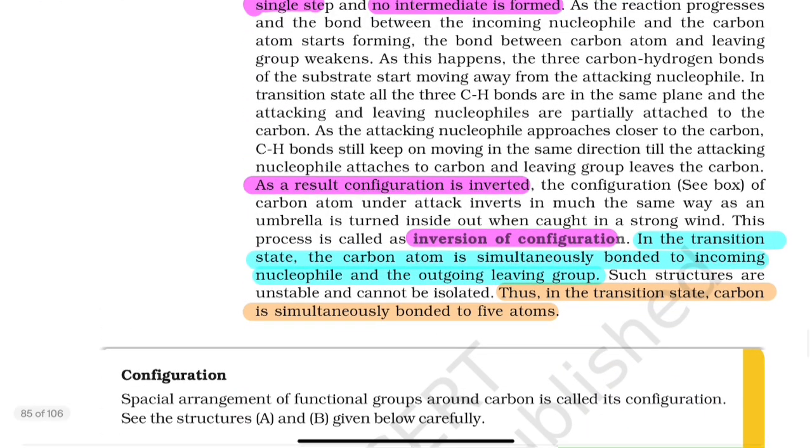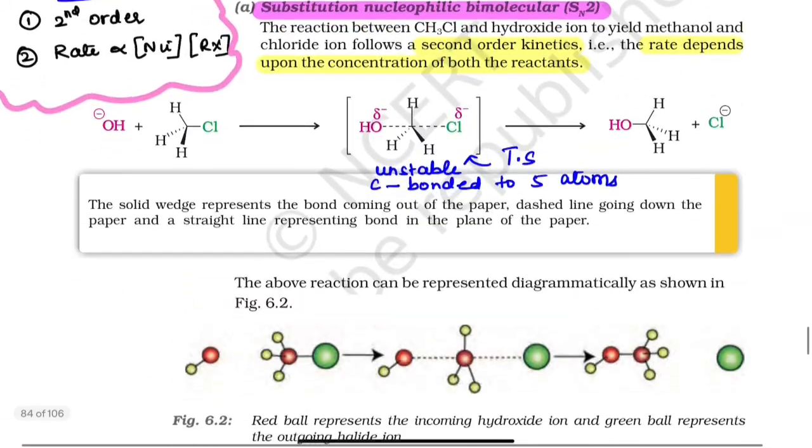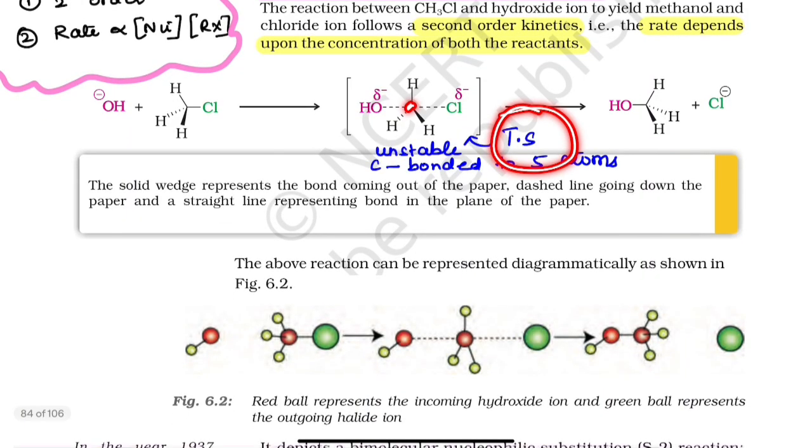And here you can see as a result configuration will be inverted. Inversion of configuration will take place. In the transition state, the carbon atom is simultaneously bonded to incoming nucleophile and outgoing leaving group. Such structures are unstable and cannot be isolated. Thus, in the transition state, carbon is simultaneously bonded to 5 atoms. So already I told you that. So this is the transition state where carbon is bonded to 5 other atoms. Therefore, it is highly unstable and this cannot be isolated. Since it is unstable, remember transition state is unstable. Therefore, this cannot be isolated.